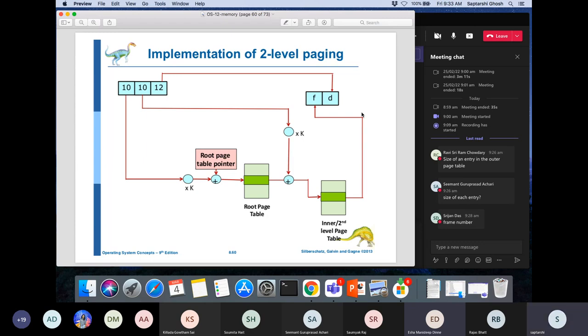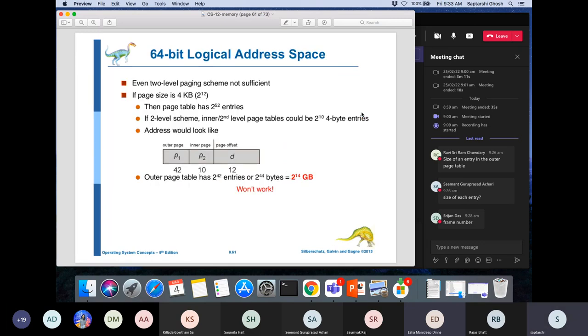Soon programmers started demanding more memory. Now many programs require a 64-bit logical address space. Wow. Now, if we go to a 64-bit logical address space, even a two-level paging scheme is not sufficient.